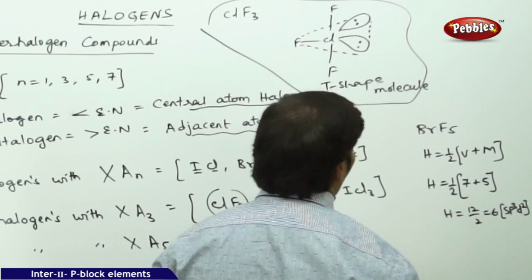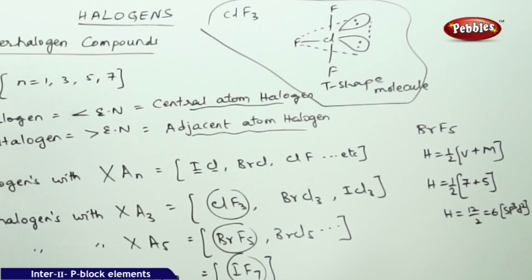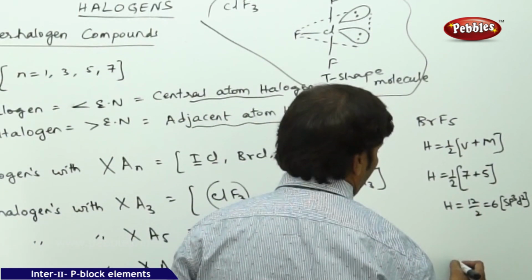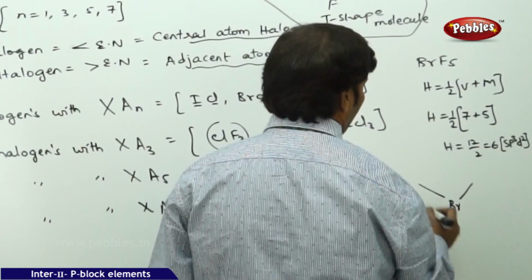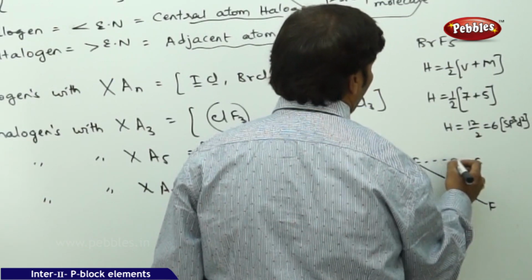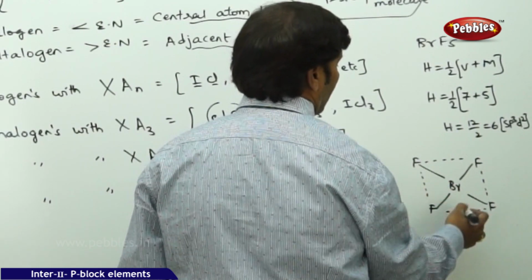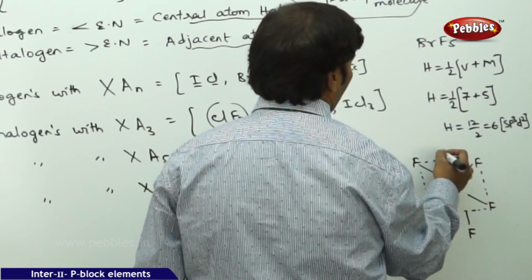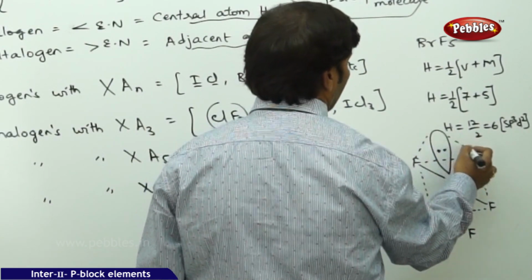If it is sp3d2 hybridization, it should be octahedral, but one position is missing. So I'm going to put it in the octahedral plane like this. Take the bromine, take the 4 fluorines like this, fluorine here, here, here and over here. So take the octahedral plane first. Then I'm going to take one fluorine over here, and put the one lone pair in the octahedral plane like this.